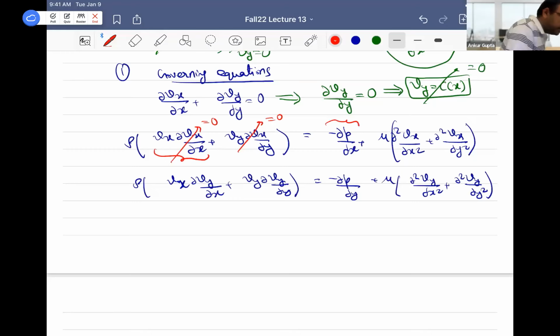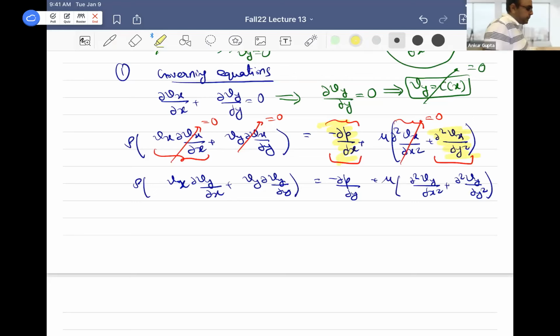Then del square Vx by del X square, is this 0? Because it's a derivative of del Vx by del X. When del Vx by del X is 0, if I take another derivative, it doesn't matter. This is simply equal to 0. So just these two terms remain, which are non-zero.